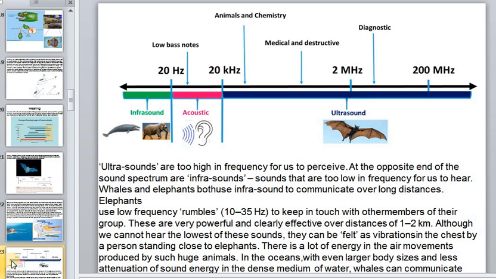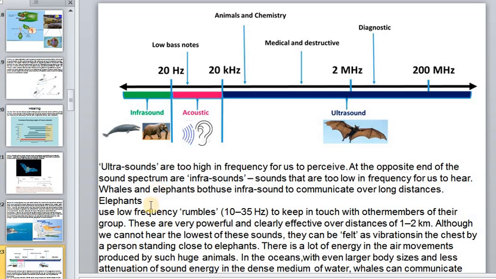Ultrasounds are too high in frequency for us to perceive. At the opposite end of the sound spectrum are infrasounds, sounds that are too low in frequency for us to hear. Whales and elephants even use these sounds to communicate over long distances.